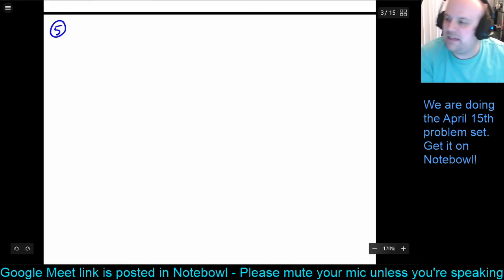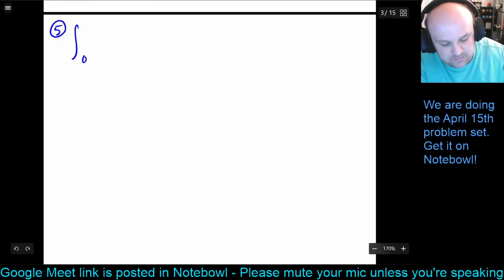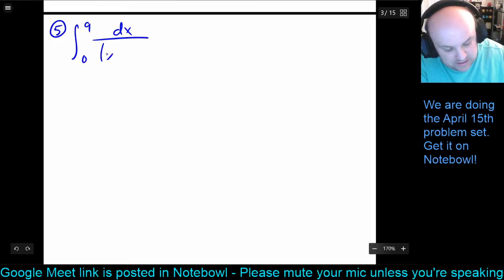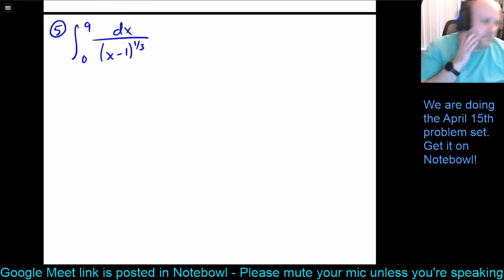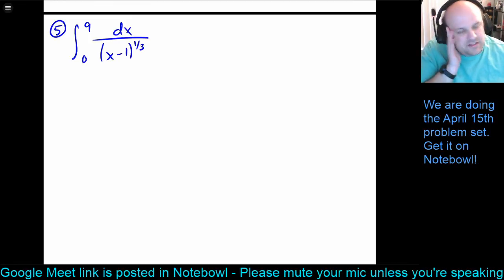Let's go ahead and look at the next problem, problem 5. Last one here, we're looking at the integral from 0 to 9 of dx over x minus 1 to the 1/3. Right? And we want to know, can we integrate over this? Will this be okay?